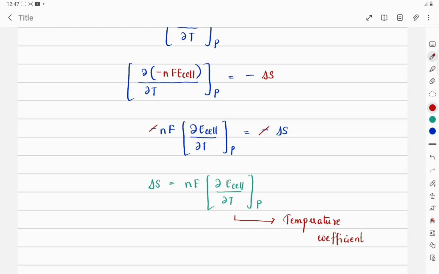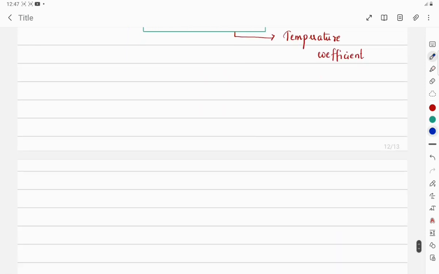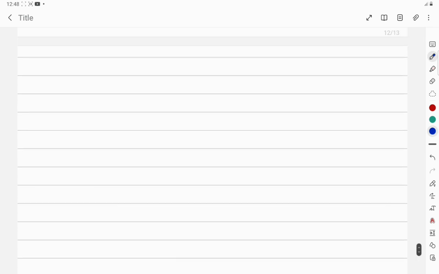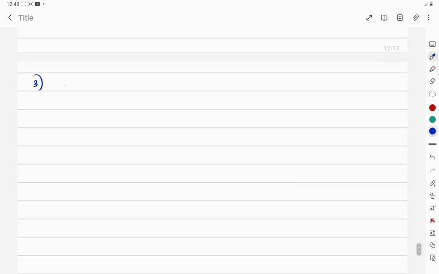Now we have found an equation for delta S also, and the third task was to find an equation for delta H. If we have got delta S and delta G, then finding delta H is very easy, right? Why? Because we know that delta G is equal to delta H minus T delta S. Let's substitute the equations for delta G and delta S. You will directly get an equation for delta H. So delta H is equal to delta G plus T delta S.